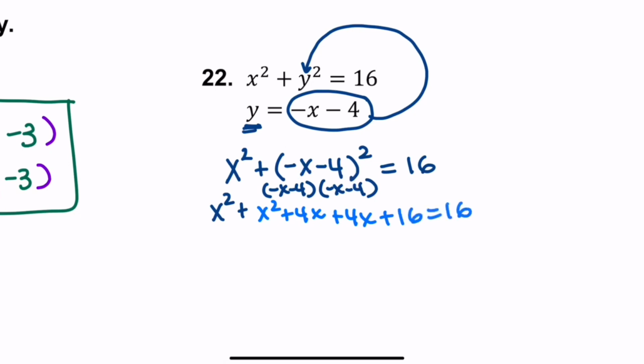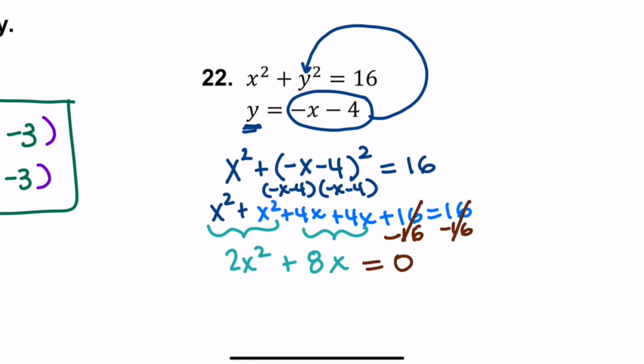We're going to combine our like terms. X squared plus x squared is 2x squared. 4x plus 4x is 8x. Now we have these 16s on both sides of the equal sign. If I subtract 16 from both sides, both of them cancel out, so this will equal 0.